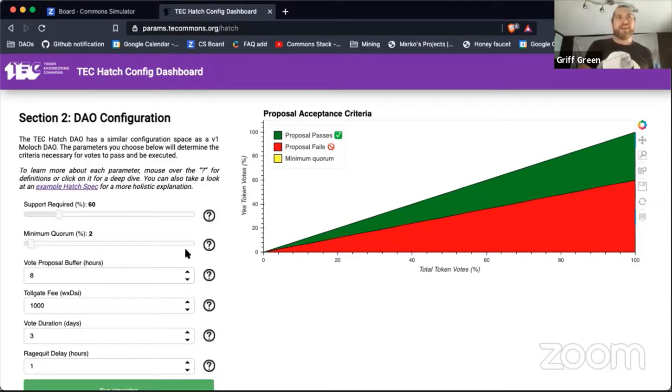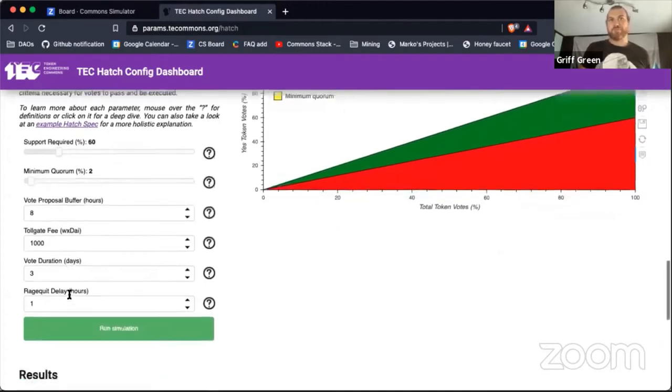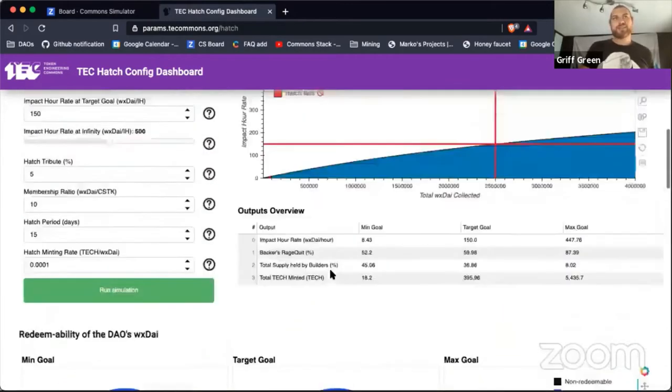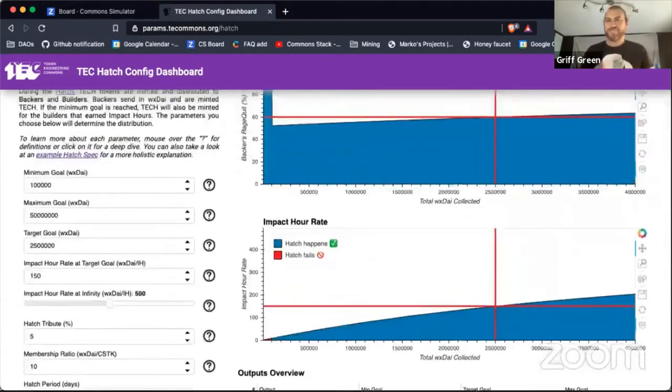And then there's the DAO, which is just how does the DAO vote? It's Moloch DAO equations. So that's it.